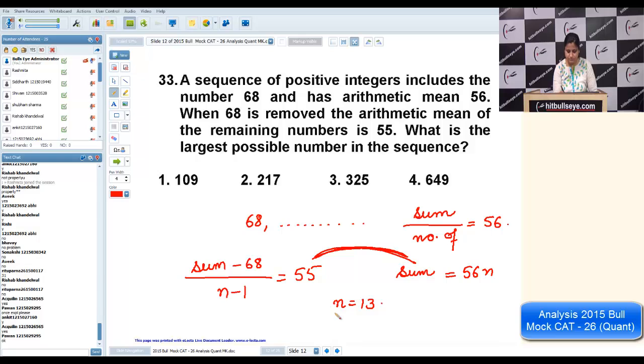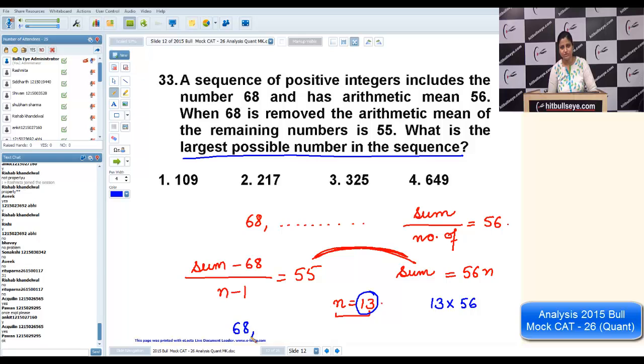Okay. Now n is 13. It means we are considering that there are 13 observations. Now coming to the question, it says what is the largest possible number in the sequence? Now if n is 13, we can find the sum of numbers. It will be 13 into 56. It should be fixed. Now 68 is one of the numbers, so we are left with only 12 numbers.